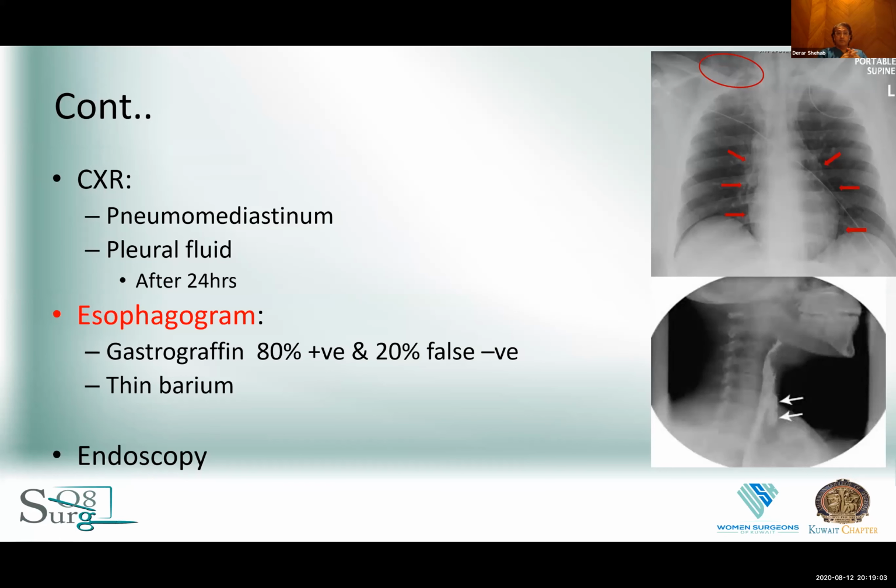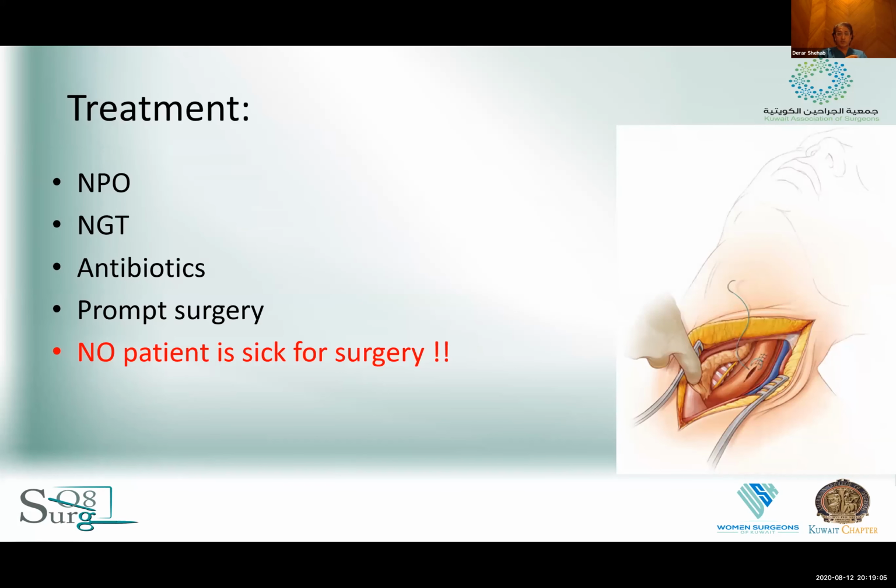So of course, once you suspect the perforation in the neck, those patients should be admitted right away. They should be kept NPO. Again, a nasogastric tube in this situation is not contraindicated. The nasogastric tube should be inserted under guidance, either endoscopy or through radiology.